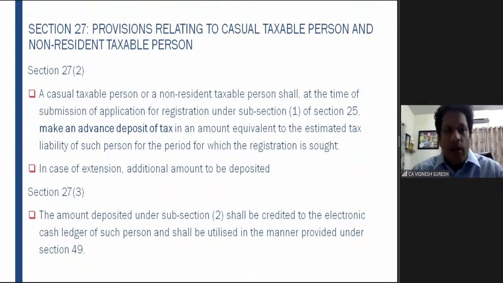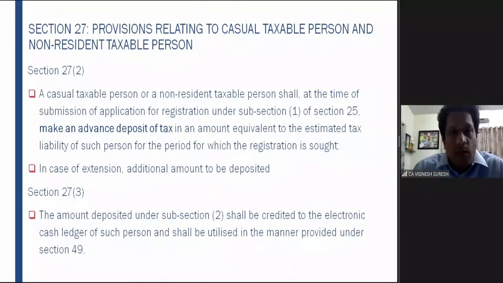The amount whatever you are depositing should be credited to the electronic cash ledger, and shall be utilized in the manner provided under section 49. In the chapter on payment of tax, you will see the different types of ledgers: electronic cash ledger, electronic credit ledger, as well as electronic liability ledger. If you are making any payment, it will go and sit in your electronic cash ledger. It is like a GST wallet, which is maintained by the respective registered person.